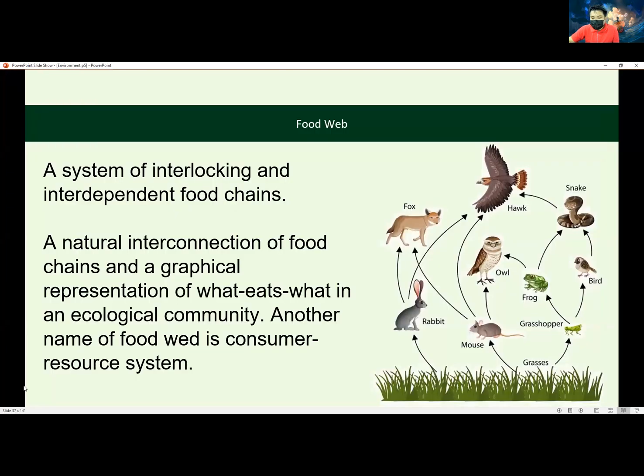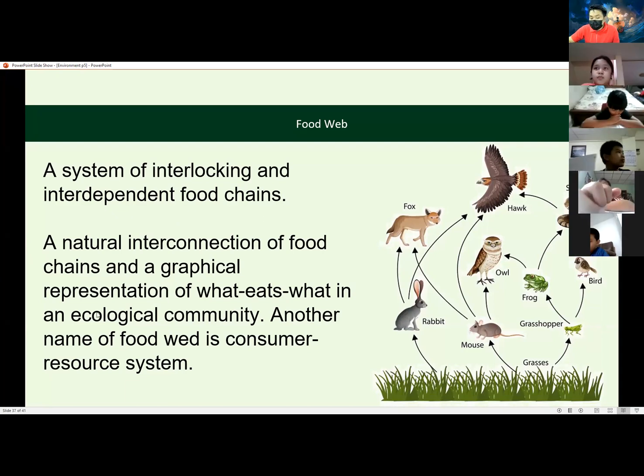Okay. So this is the system of the food web. A system of interlocking and interdependent food chains. So natural interconnection of food chains and a graphical representation of it, in an ecological community. Another name of food web is a consumer resource system.